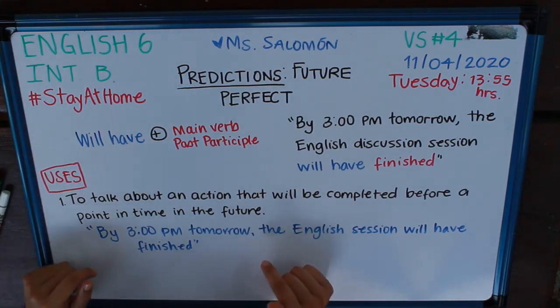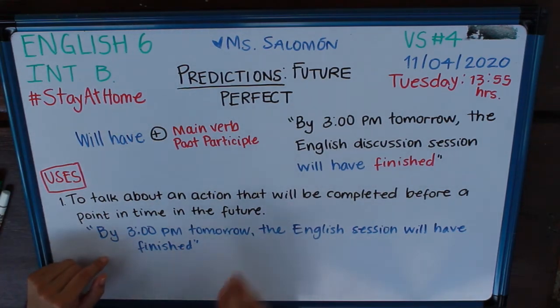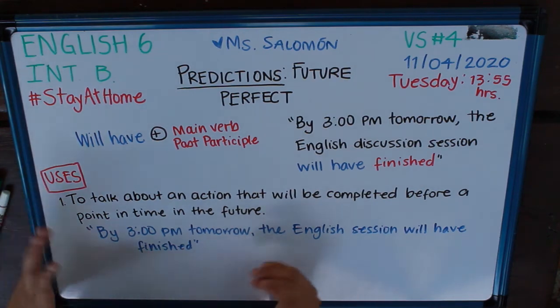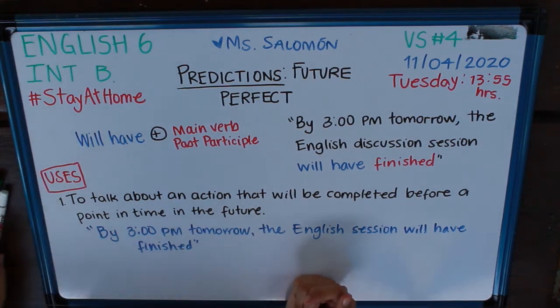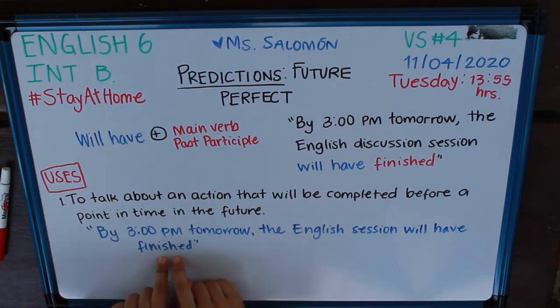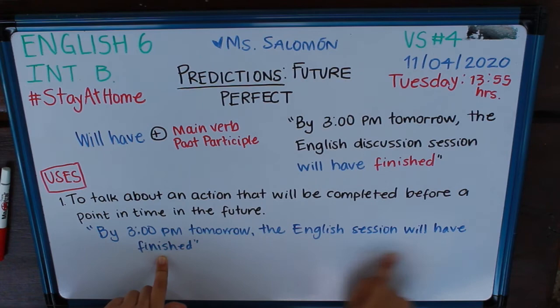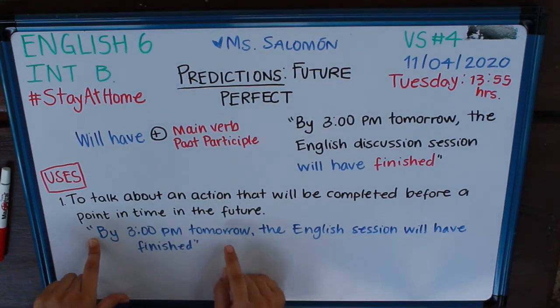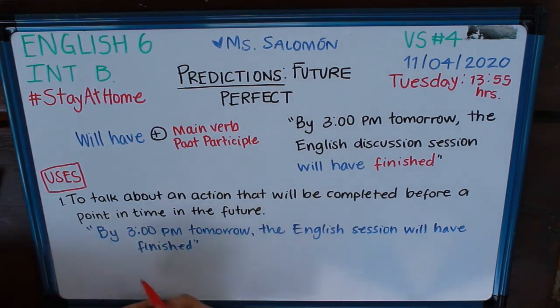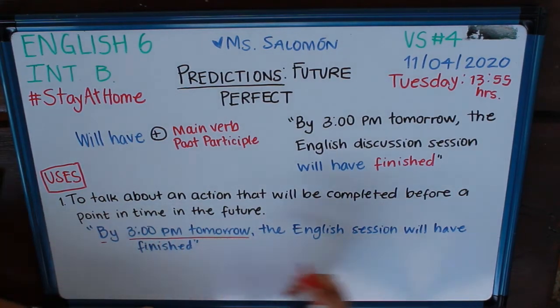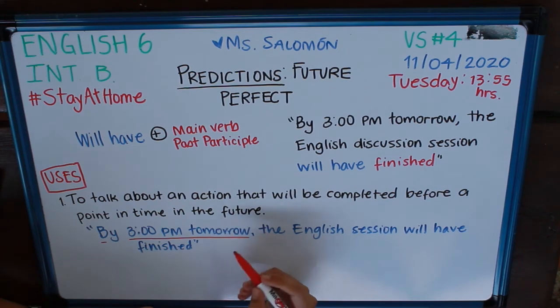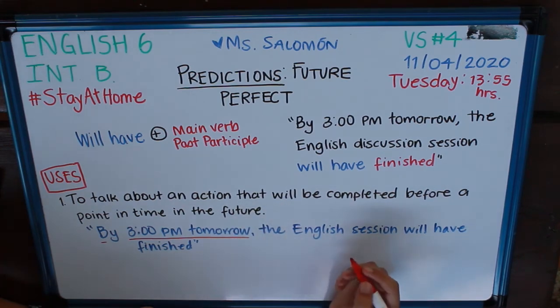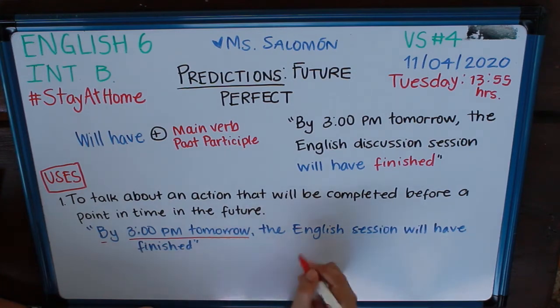So it says, we use this tense to talk about an action that will be completed before a certain time in the future. So we need to identify the action first. We know that we identify actions by the verbs. So the verb is finished. So we're actually talking about the English session. This right here, by 3 p.m. tomorrow, is the time in the future. So we're saying that before 3 p.m. tomorrow, the English session will have finished. Okay? We're saying that before this time, the class will be over.